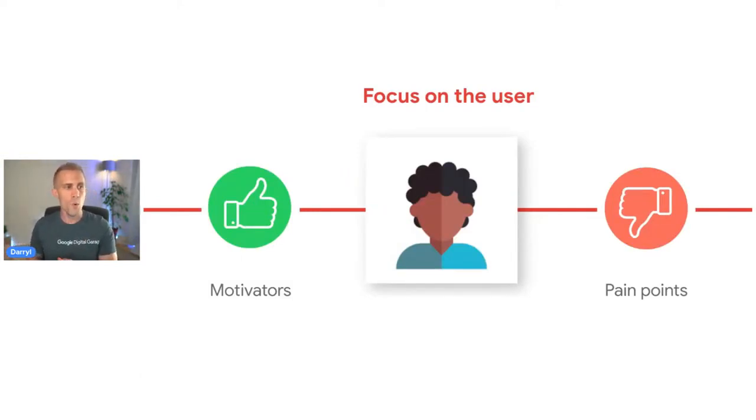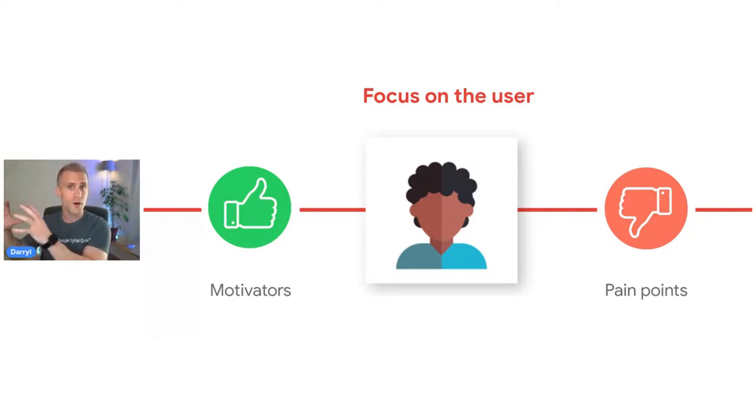Now, the golden rule at Google is to focus on the user. If you focus on the user, the rest will follow. What do I mean by focusing on the user and the motivators rather than the pain points? Well, specifically your audience. Who are they? Are they looking to get entertained or are they looking to get educated? Are they looking to learn something new? Are they looking to win something?